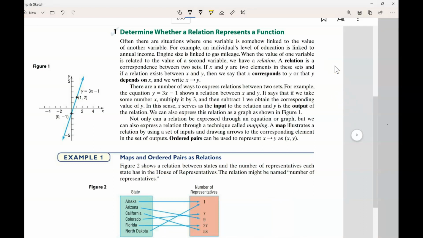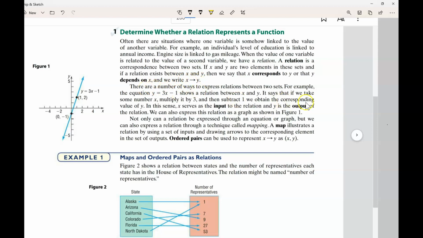So we first talk about, in the book, what's called a relation. A relation is something way more general than a function. A relation is kind of what it sounds like. It's a relationship between two sets of numbers, or maybe not even numbers, this set of things is related to this other set of things in some way. That's a relation. If x and y are two elements in these sets, and if a relationship exists between x and y, then we say that x corresponds to y, or that y depends on x, and you can write it like this: x corresponds to y.